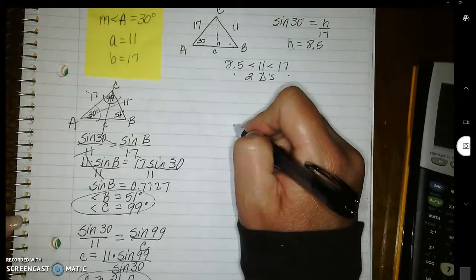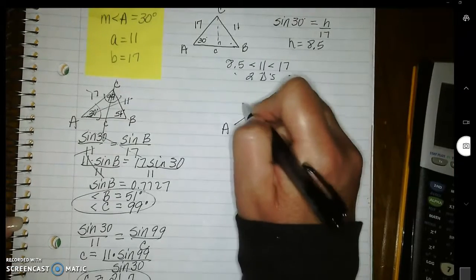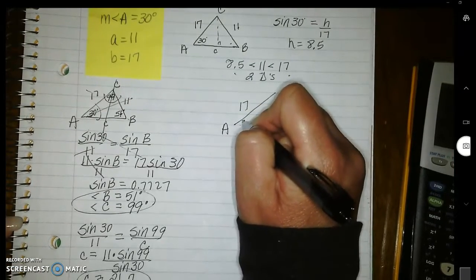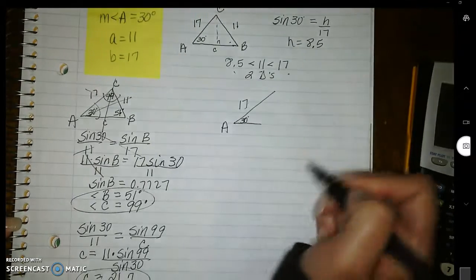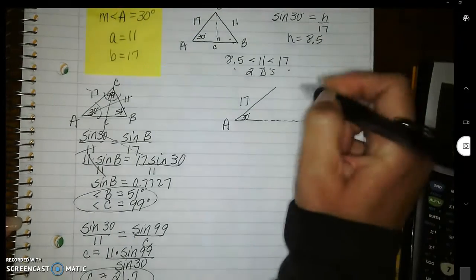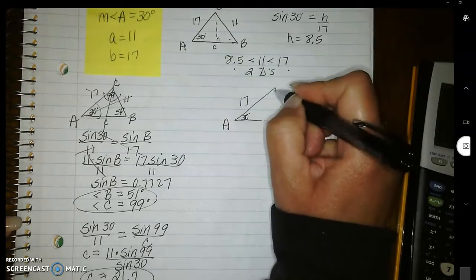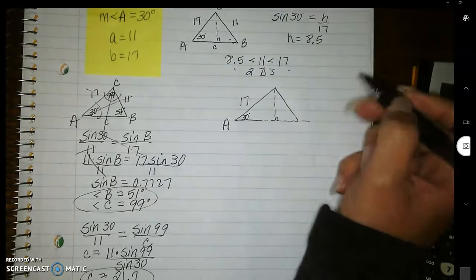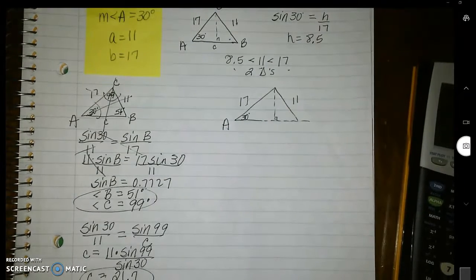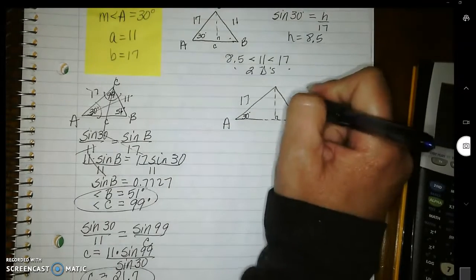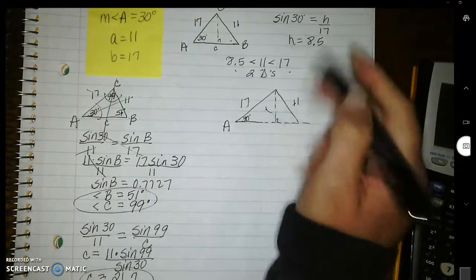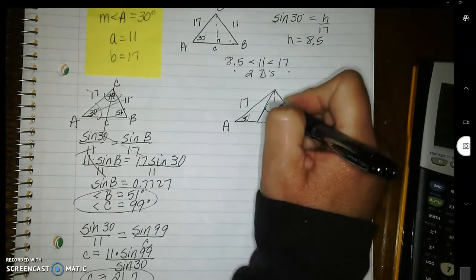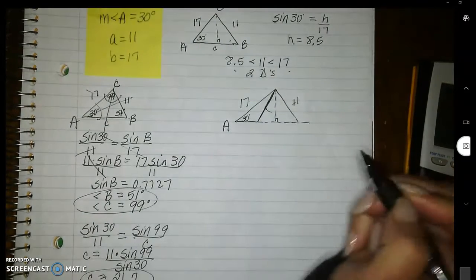Well, the other triangle is going to start out the same. Here's angle A at 30 degrees. Here's my side 17. My opening is still the same. But I'm going to show you something kind of neat that I think might help you better understand. So there's my side 11. And if I turn this and bring this in on that hinge that we talked about, this 11 could also be right here.